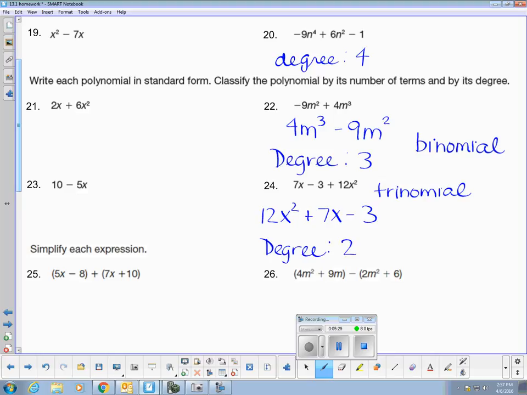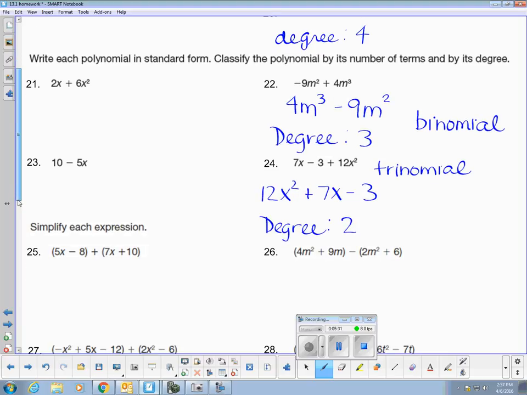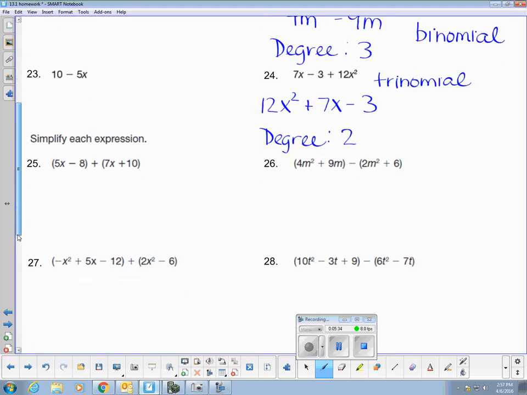And the degree is 2, since 2 is the highest exponent. Then we need to simplify some expressions. What I notice in number 26 is that we have a negative that we need to distribute with both terms inside the second set of parentheses. So when I rewrite this, I have 4m squared plus 9m, and as I distribute, 2m squared becomes -2m squared, and positive 6 becomes -6.